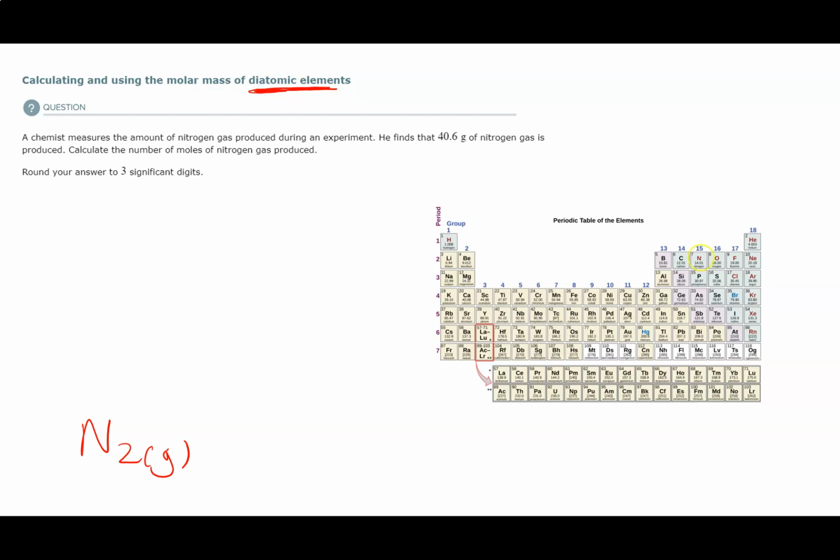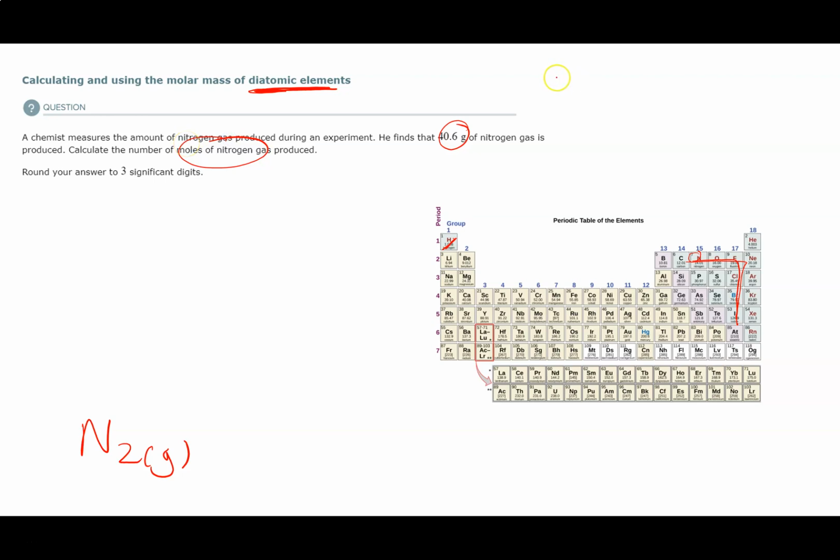So don't forget your 7 diatomic elements. Hydrogen, and then you go over to number 7 and you draw a 7. So it's the have no fear of ice cold beer elements. So what have we got? We've got to go from grams of nitrogen to moles of nitrogen.